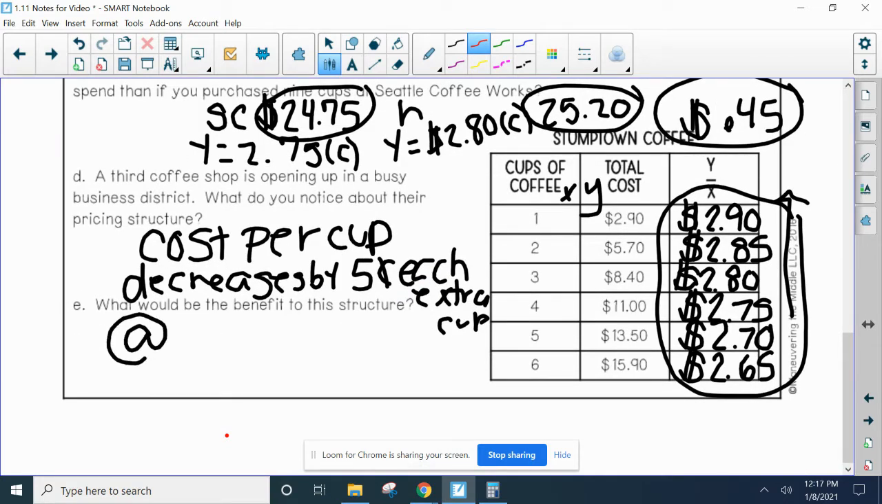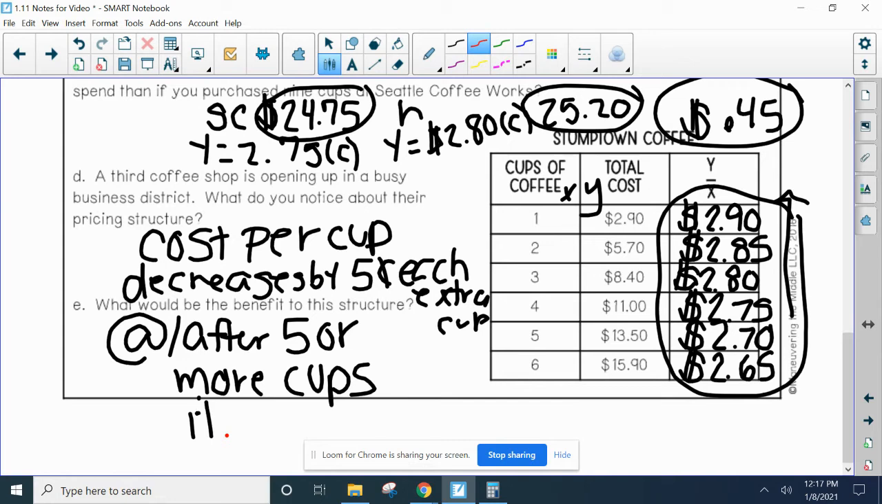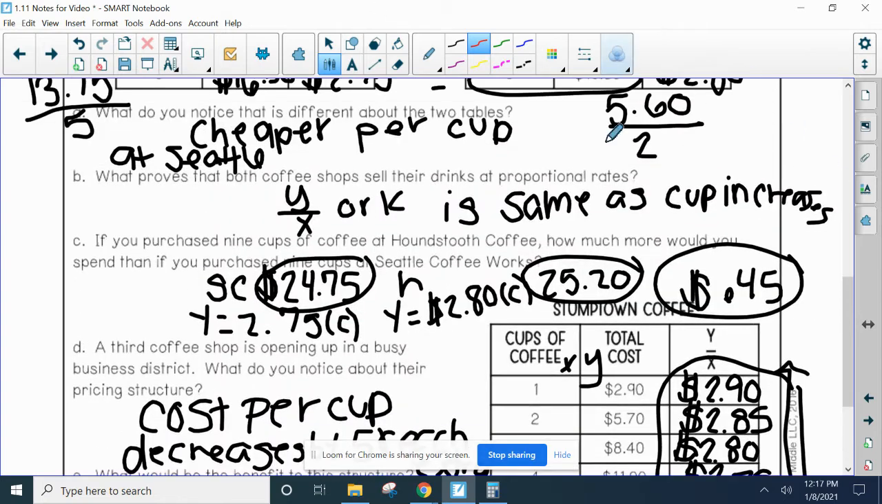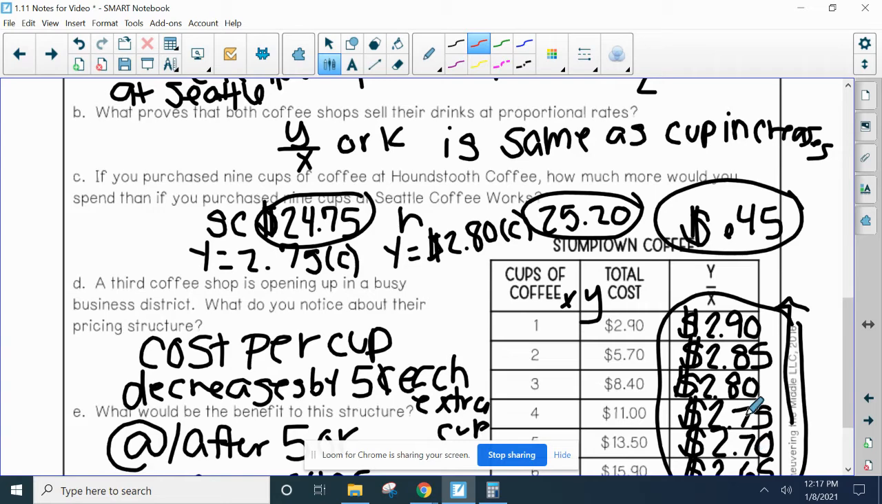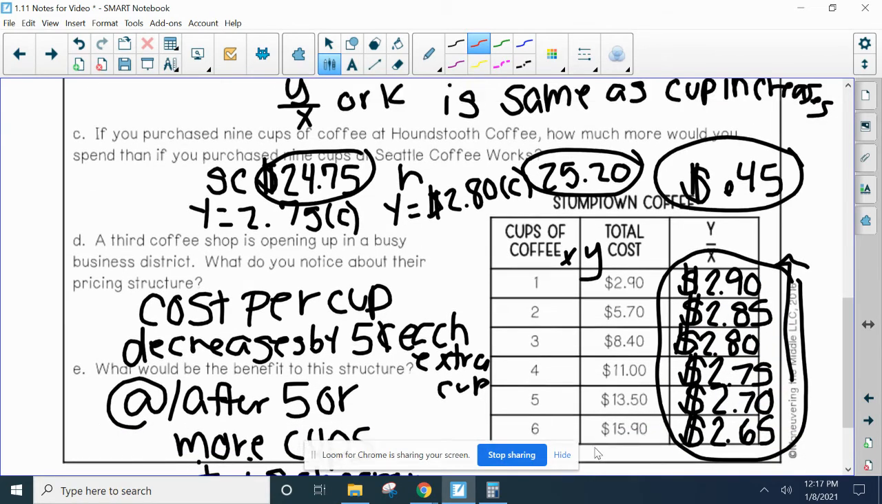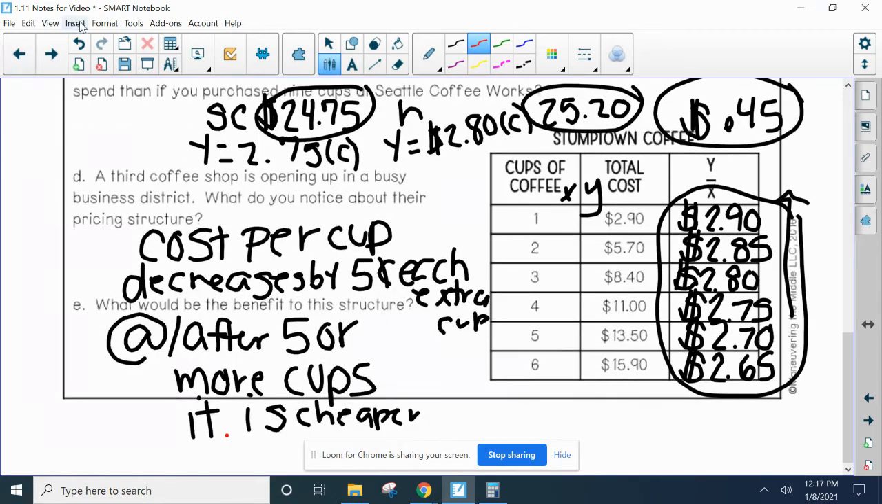So at or after 5 or more cups, it is cheaper. I don't know, unless their coffee is really good at 1 cup, $2.90, I'd probably go to $2.80 or $2.75. But after 5 cups, you're saving money per cup of coffee.